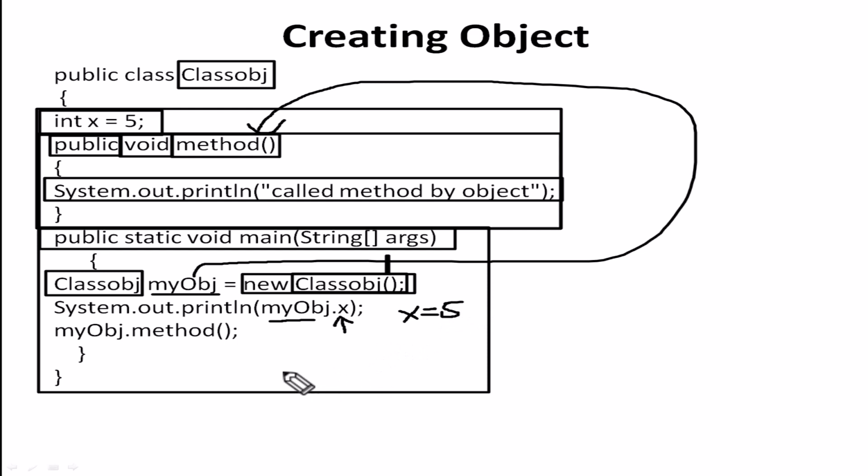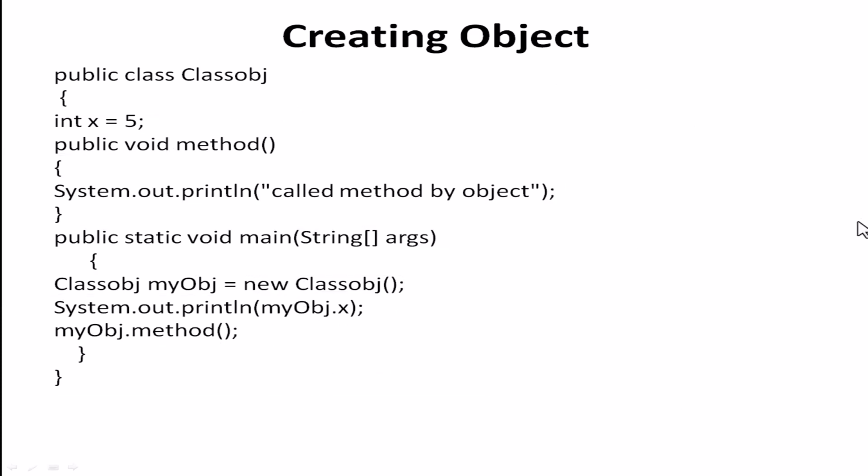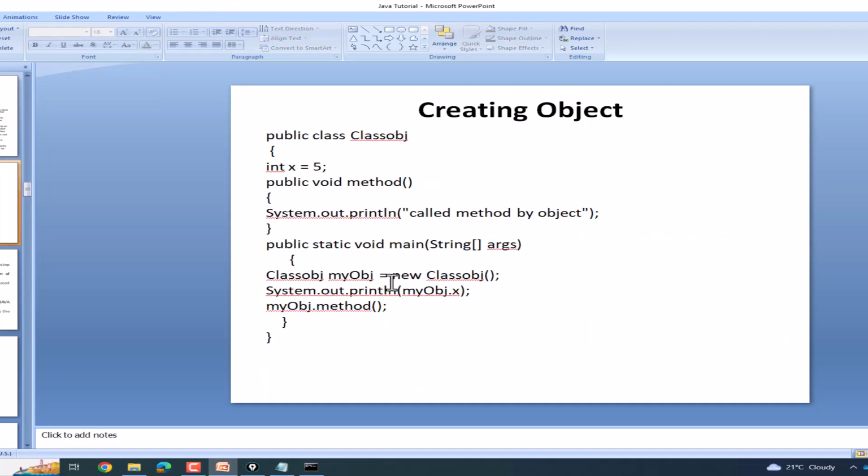Again you are going to call this particular method. Where are you going to call it? Here you are going to call the method, using my object. By the object you have created, you are able to call the method. Now you have called the method. By this you have called the value x equal to 5, and you have called the method from this particular program. So let us compile the program.